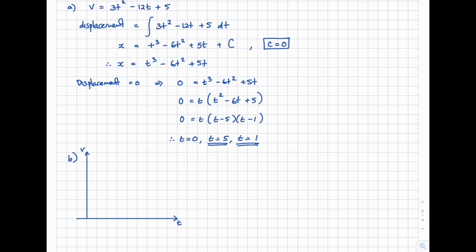So if it's a V against T graph, this is our V, which is 3t squared. That's positive, so we know it's going to be a U-shaped graph. The intercept is at 5. So we're going to say the graph is up here somewhere. So this is 5. Will it cross the x-axis? Will it cross the axes?